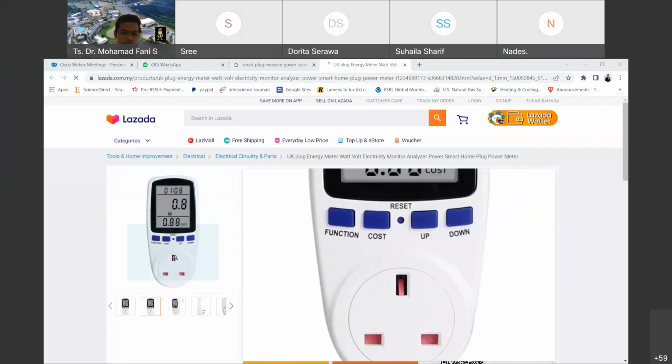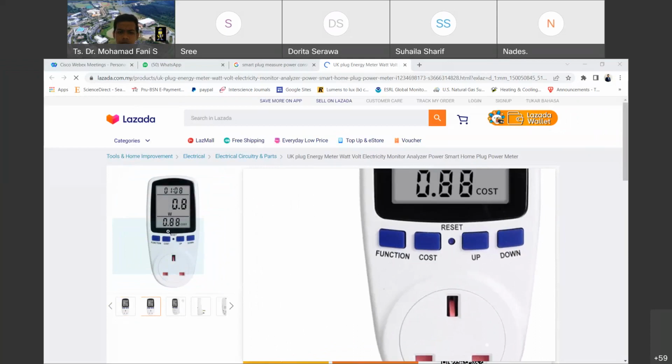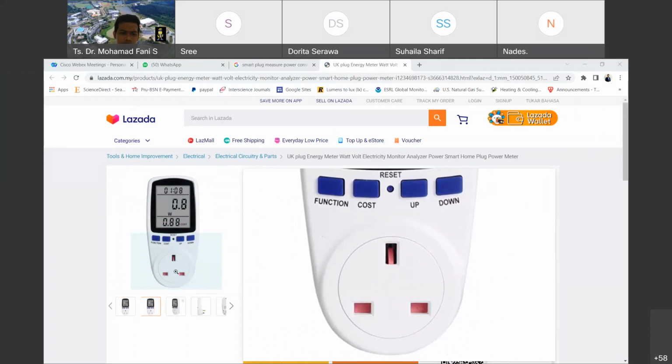Okay. You can plug in this measurement device to the plug and then put the socket, for example, to measure laptop power, power for the table lighting, power for the Coway, power for the refrigeration. Okay, you can plug in the socket to this measurement device.